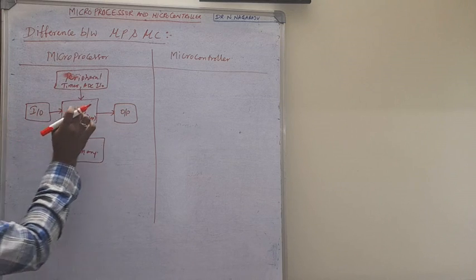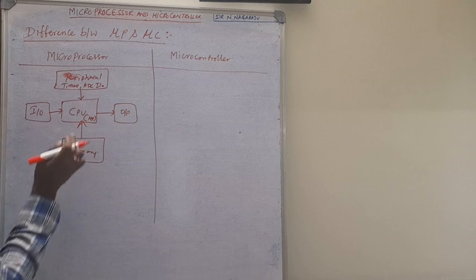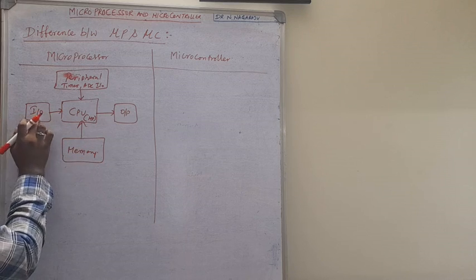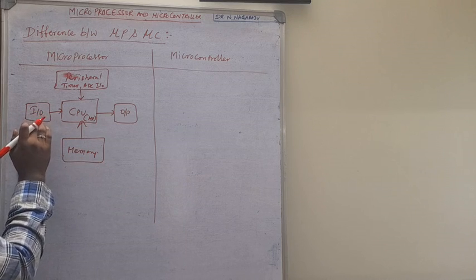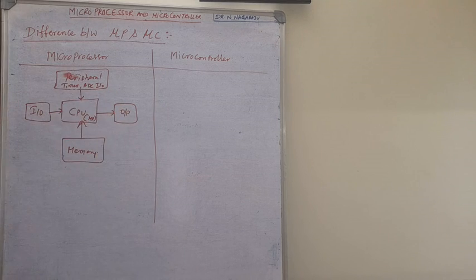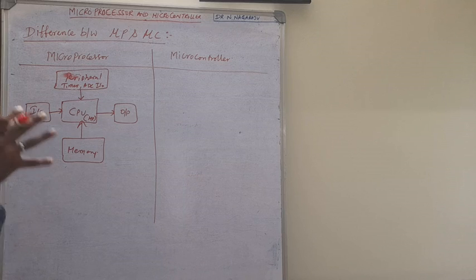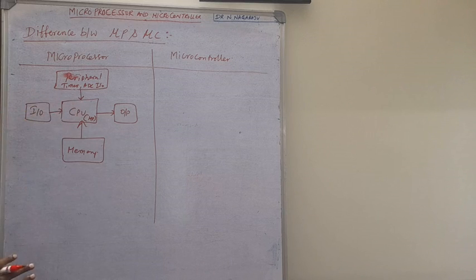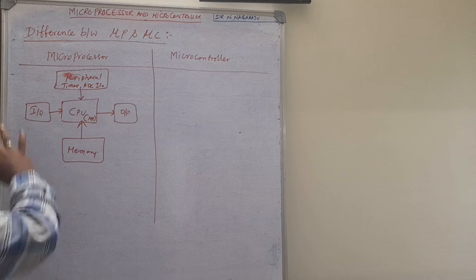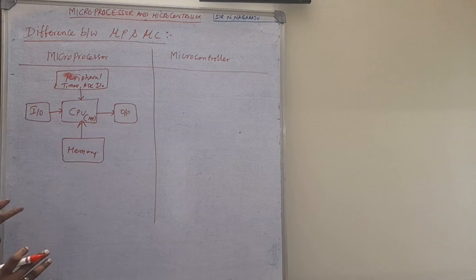Here the CPU is there. For this CPU, all these devices, the memory, IO, input and output units, and peripheral devices, are connected externally to the CPU. There is no inbuilt memory available in a microprocessor. This is the case for a microprocessor-based system.